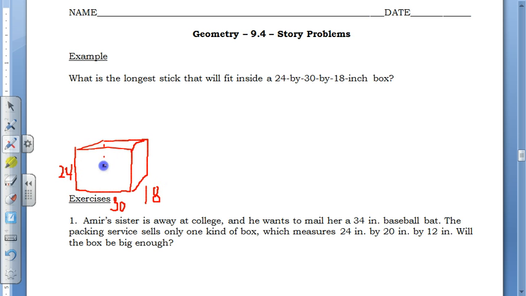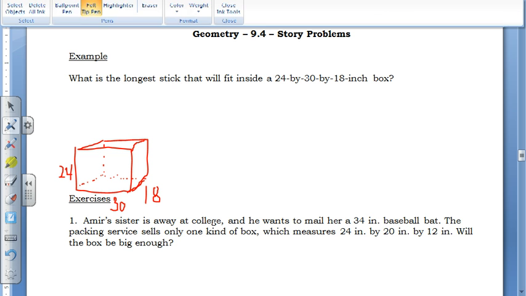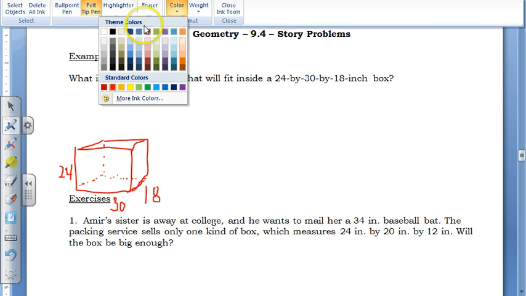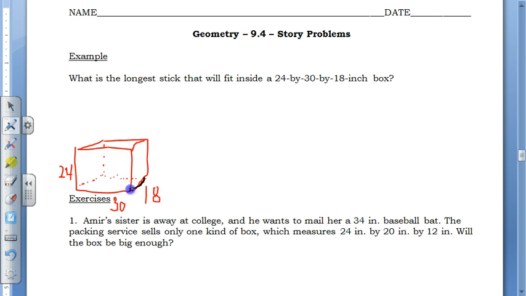So if I can draw a right triangle in the bottom of this, we'll say right here. Okay, switch to black. If we draw a right triangle on the bottom here, it has two legs, and those two legs are 18 by 30. So I can determine the length of that hypotenuse by doing 18 squared plus 30 squared.